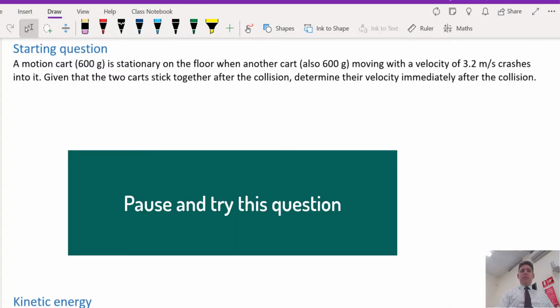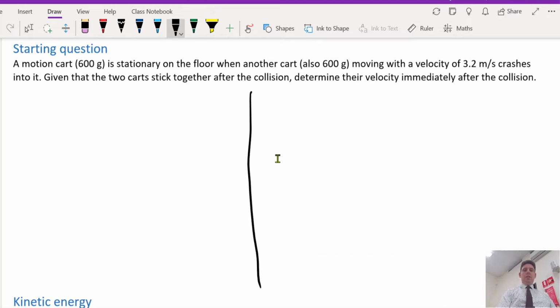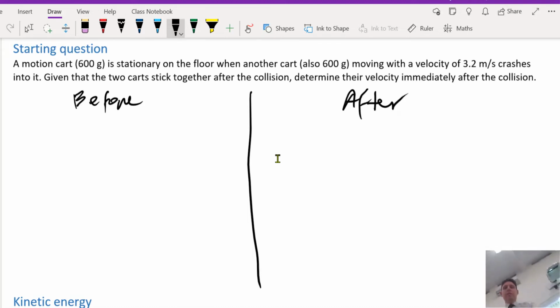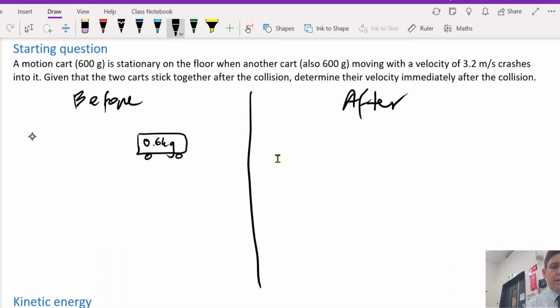So you've got to look at the before collision and the after collision. So before collision, we got a 600 gram or 0.6 kilogram cart, and we got another cart moving towards it, also 0.6. And it's moving with a velocity of 3.2. Did anyone draw a picture like this?